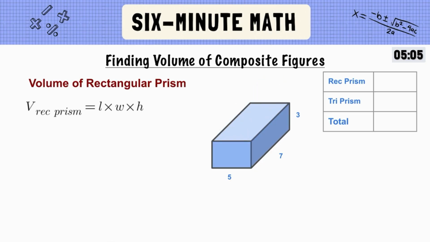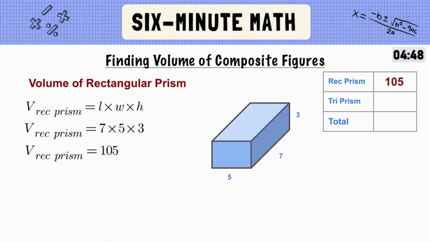The volume for a rectangular prism is length times width times height. So I take those measurements and substitute them in. 7 times 5 times 3 is 105. So I take that 105 and put it into my handy chart to keep me organized.